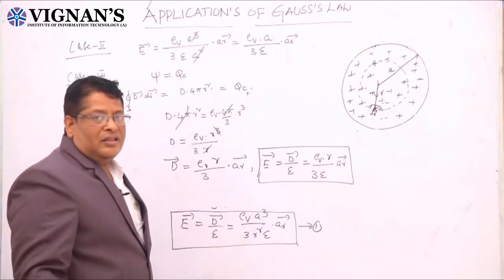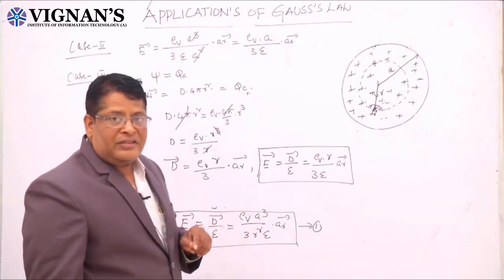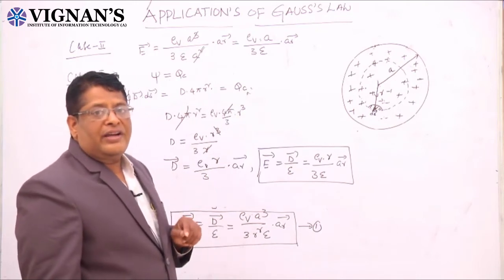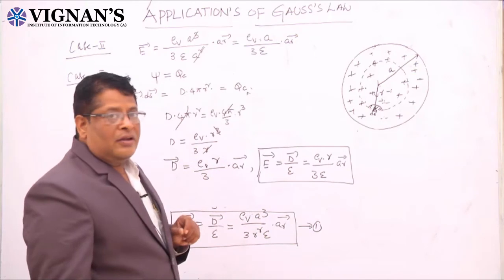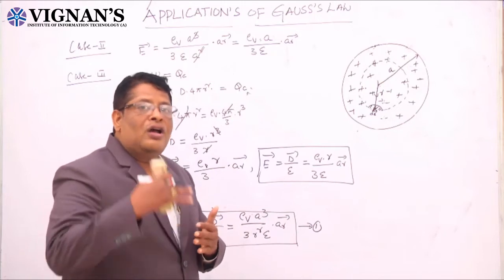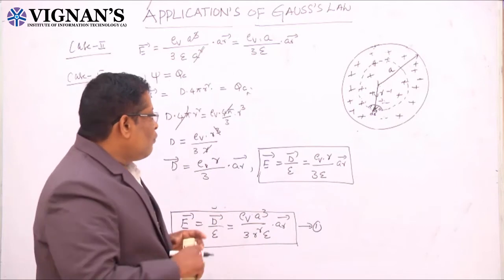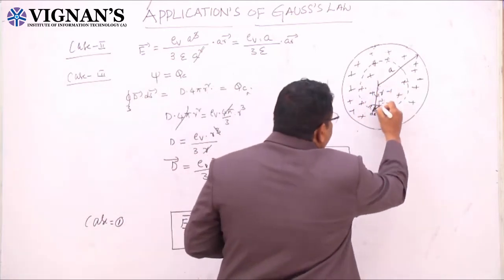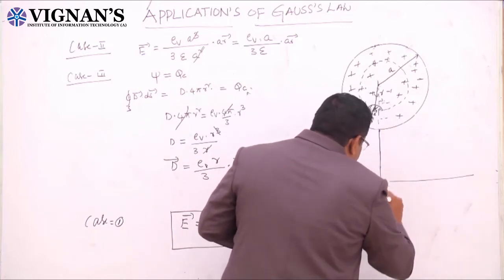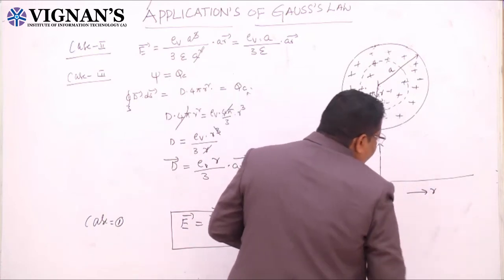There are 3 cases. The first case is we have taken a point outside of a sphere. Second case, we have taken the point on the sphere. Third case, we have taken the point P inside of a sphere, because we want to know how the electric field intensity will be changing from the inside to the outside of a charged sphere. Now we are going to draw the variation of the electric field intensity. We have taken the electric field intensity on the y-axis and the distance r on the x-axis.